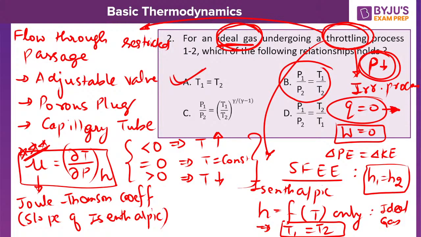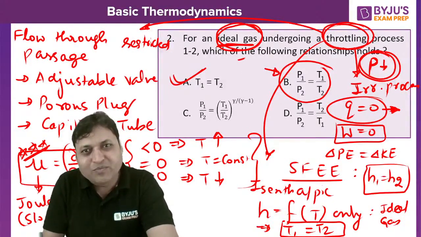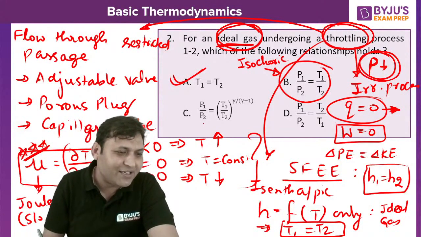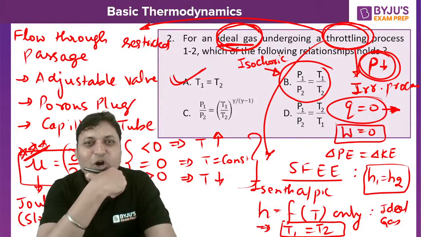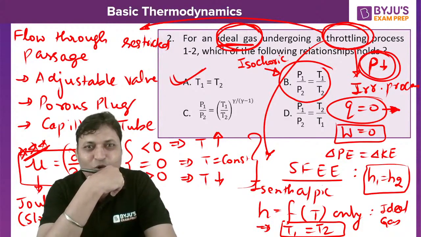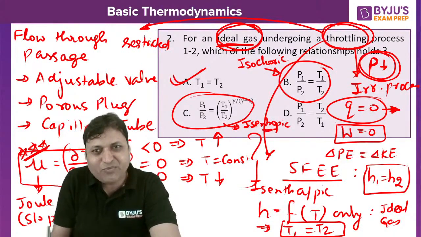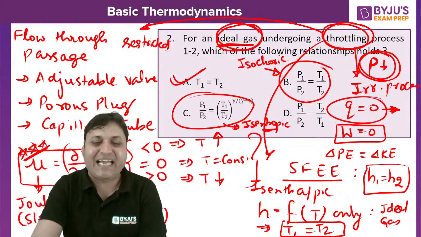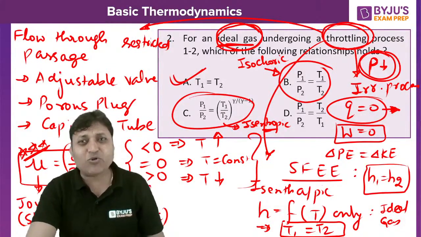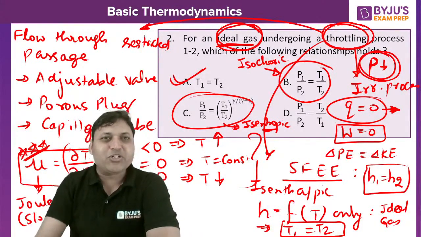When we have P1 upon P2 equal to T1 upon T2, when is option B correct? In which process will option B be correct? It is for constant volume, isochoric, right? When is option C correct? This is for isentropic. There is a difference between isentropic and isenthalpic, isn't it? And when do we have option D correct? Is it possible to have option D for an ideal gas? I don't think so.